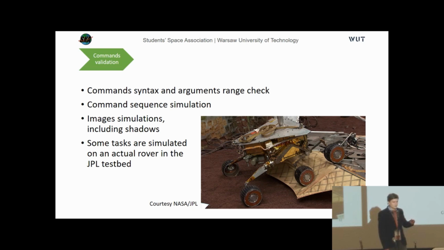When the operator wants to take an image, they can simulate it, so they will know how that image will probably look like. In some cases, it's very important to ensure that the camera is set properly. Those images also include shadows, which are computed for a specific time on Mars. And in some cases, especially when there are more scientific, not navigational images, it's also very important to know how the shadows will look like.